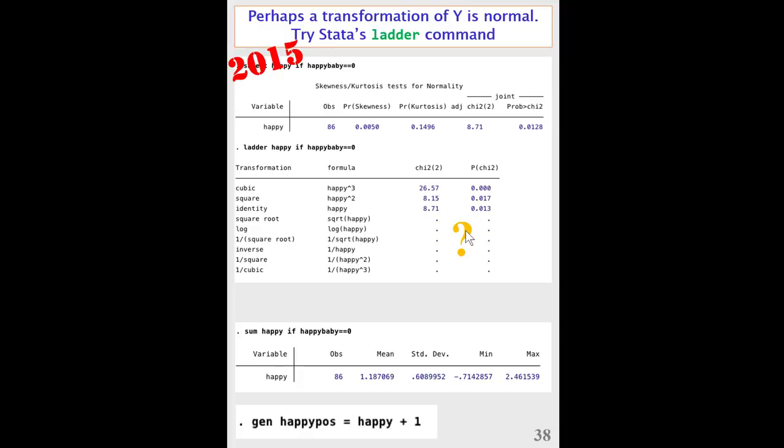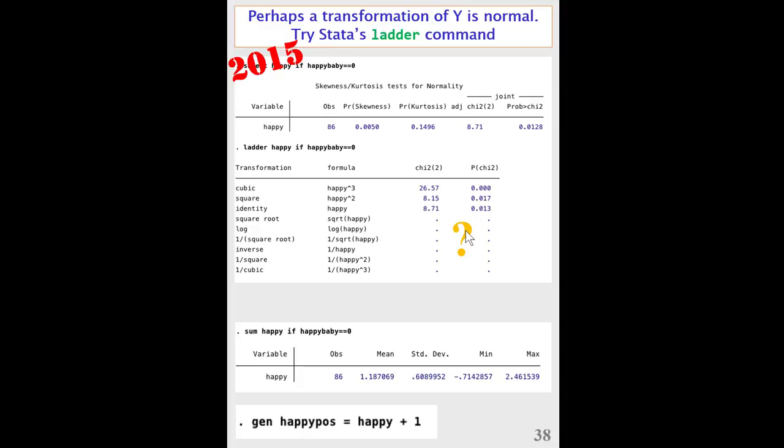Then the square, happy squared. The chi-square value is a bit lower, but still we reject normality. So another nice idea, but it also didn't work. This one we already had; this is the variable itself. That didn't work, we knew that. The 0.013 is exactly this one. And here you see that in principle there are quite a few more transformations that Stata is willing to try, but in this case it didn't. So let's try to figure out why that might be. This was what the happy variable looked like in this case, and you see here that the minimum value is minus 0.7, and the maximum is 2.5.